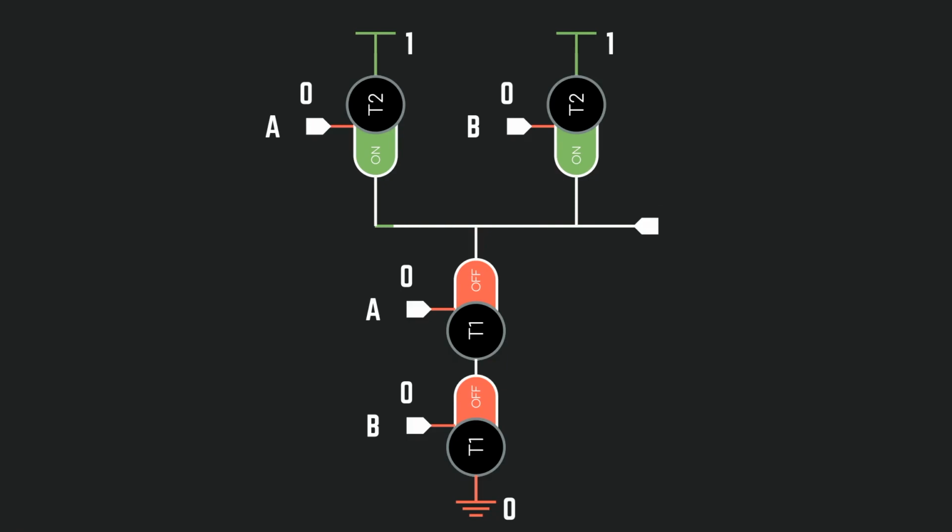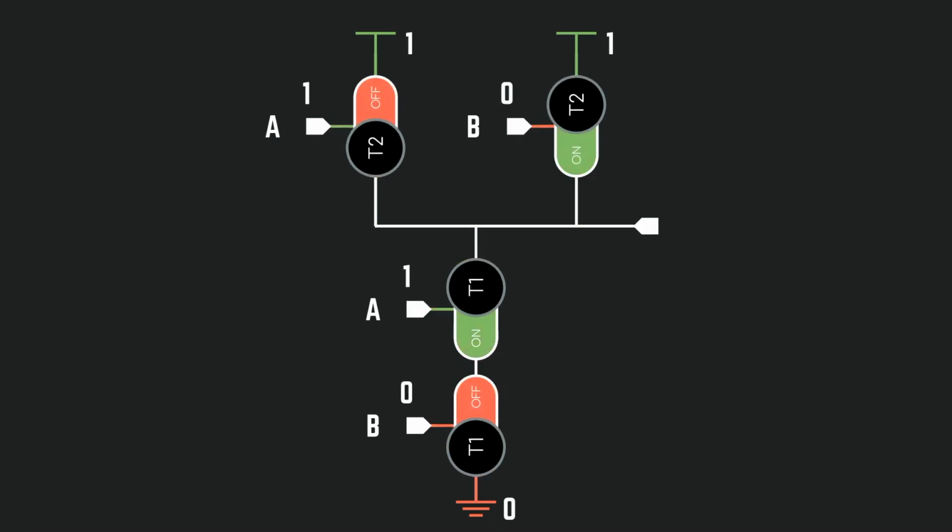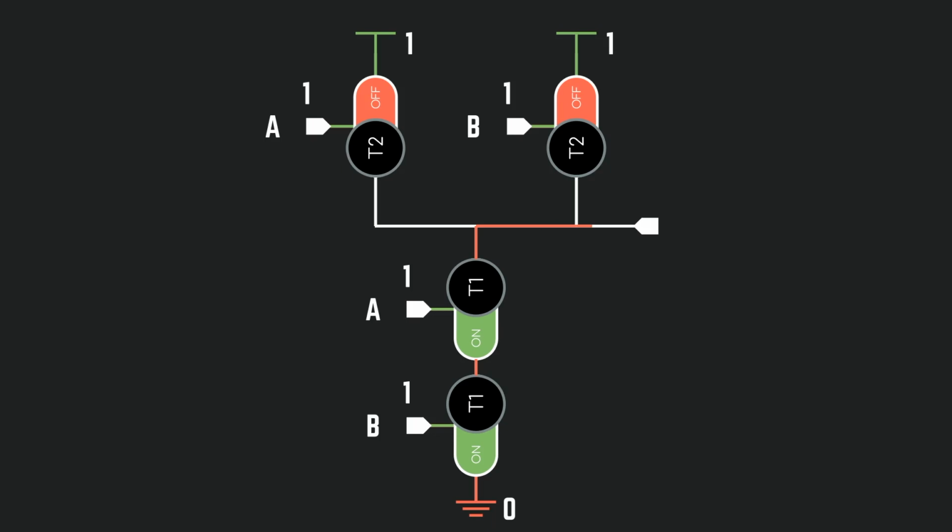When A is 0 and B is 1, one of the paths on the top section connects a logic 1 to the output, and because both switches on the bottom path are not turned on, that path is not connected to the output. The case when A is 1 and B is 0 is very similar, where now the other path on the top section is connecting a logic 1 to the output. Finally, when A is 1 and B is 1, both paths on the top section are not activated. But now the bottom section has both switches turned on, connecting a logic 0 to the output.